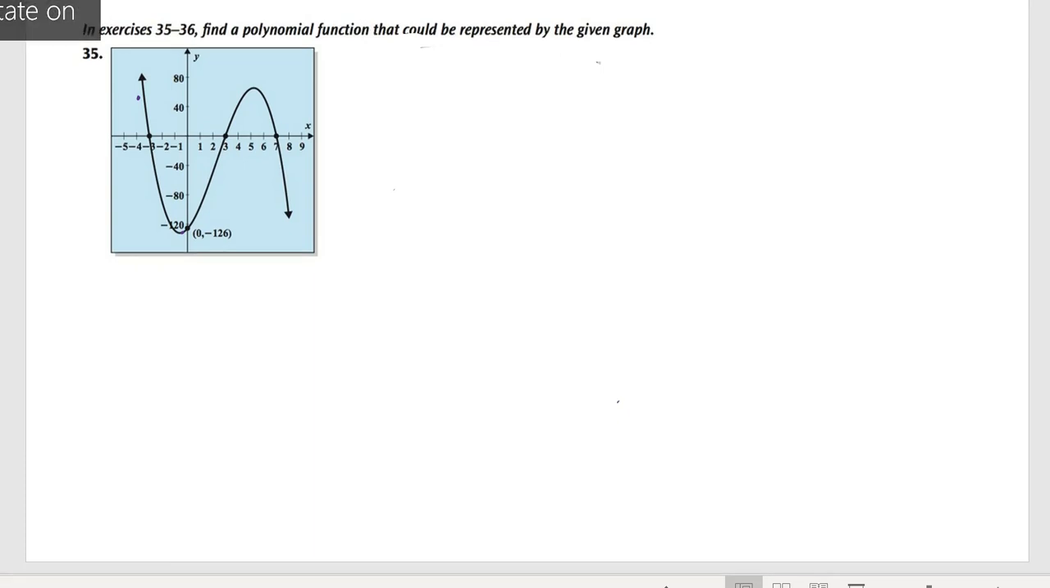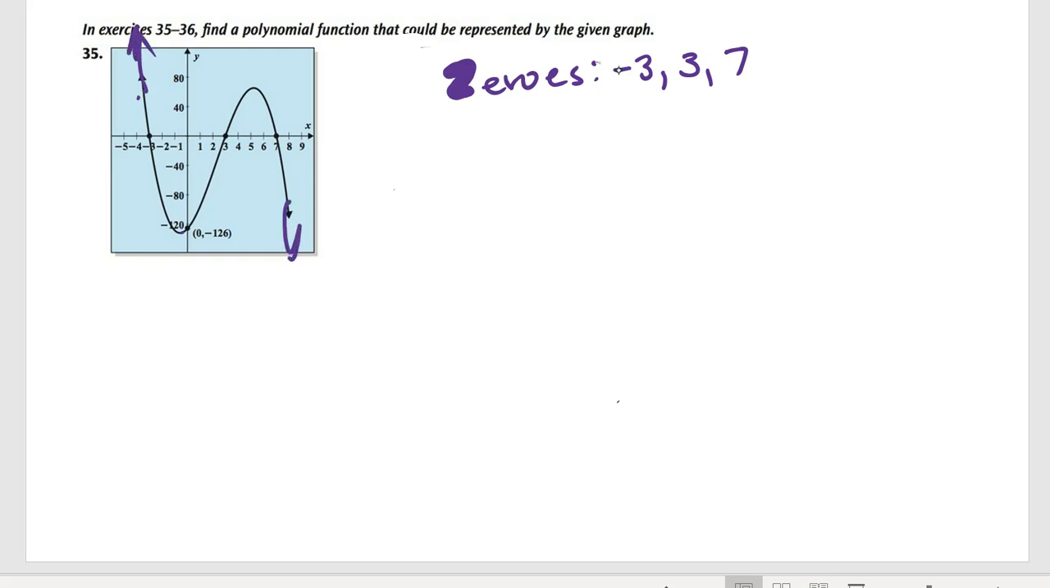Okay, let's find a polynomial that could be represented by the given graph. So what do we know? Well, we know that x-intercepts, those are zeros. We know that our zeros are -3, 3, and 7. Okay, we also see that we have 2 turning points, so we're going to have a degree 3 on our polynomial. And we also see that the left goes up and the right goes down, so we know that our leading coefficient needs to be negative. So let's just go ahead and put these in.